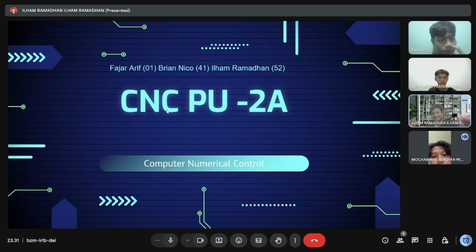A good presentation. My name is Muhammad Ferdian Permana. I'm from class B. I would like to ask a few questions. First question, what is the main advantage of learning CNC PU 2A for students? Second question, why is CNC more precise than conventional lathe? Third question, what is the working principle of the CNC PU 2A lathe?